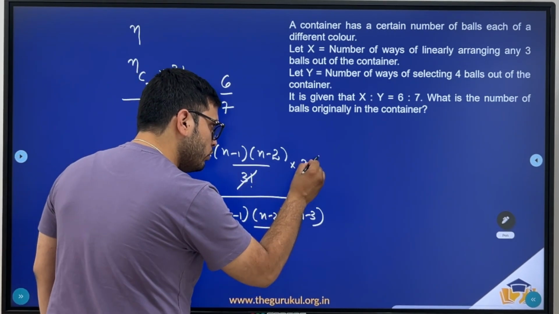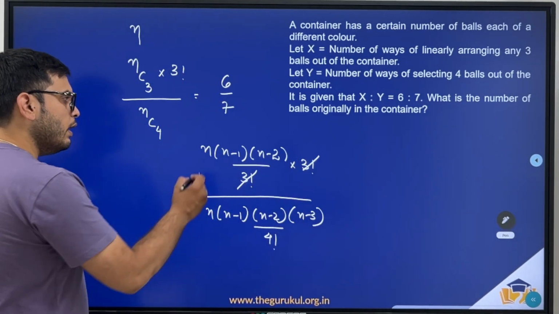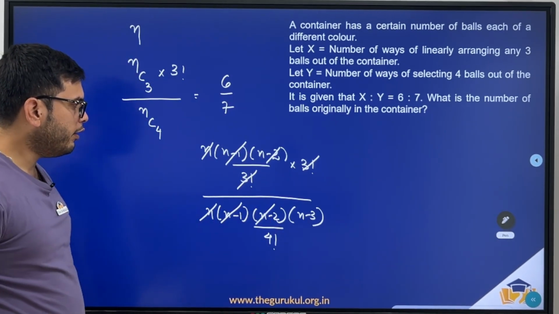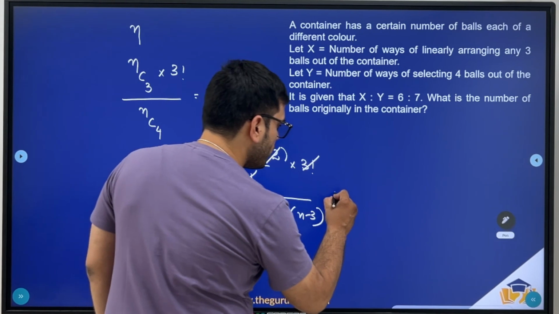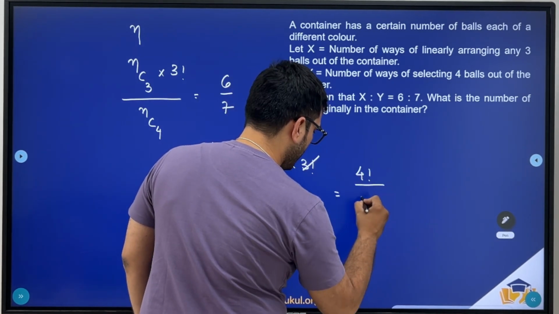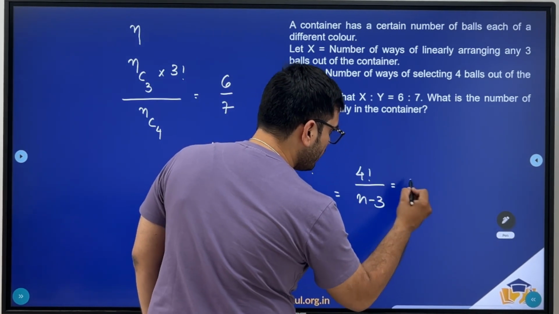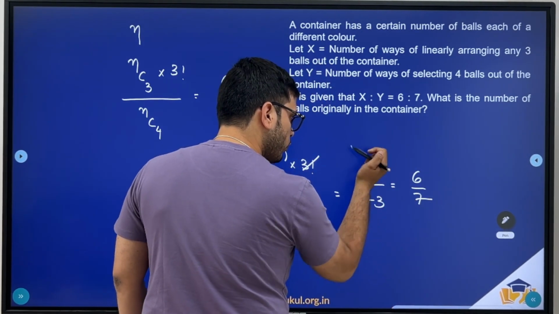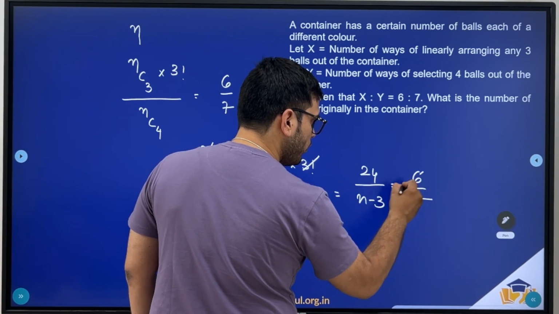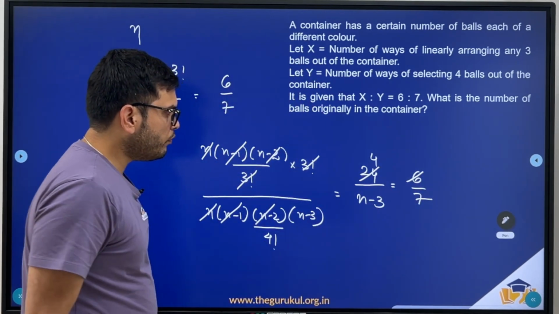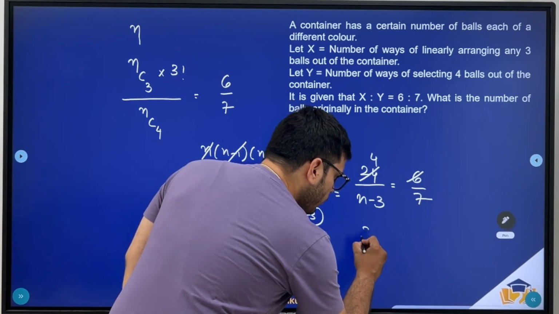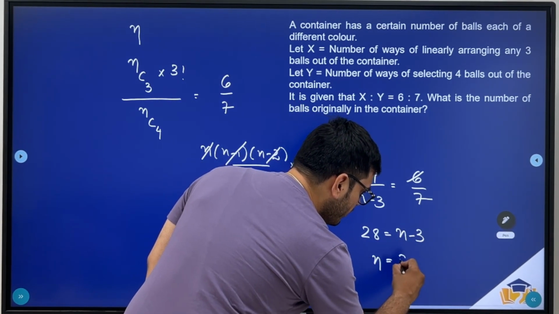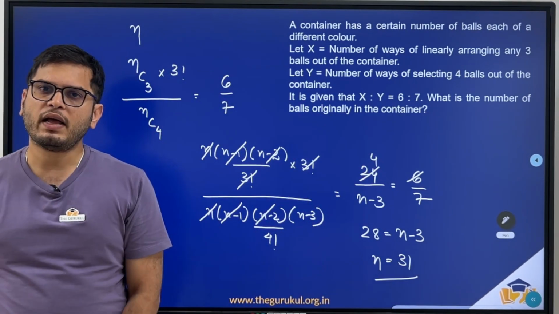Now I can cancel out 3 factorial and 3 factorial, then we have n minus 1 and n minus 2 in both numerator and denominator. So this becomes 4 factorial by n minus 3. Now this is given to be 6 is to 7. I know 4 factorial is nothing but 24. 6 4s are 24. 4 into 7, 28, is equal to n minus 3, or n is equal to 28 plus 3, 31 should be the answer to this question.